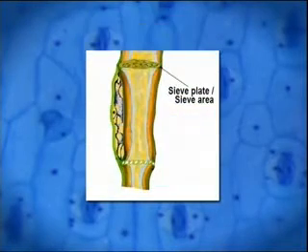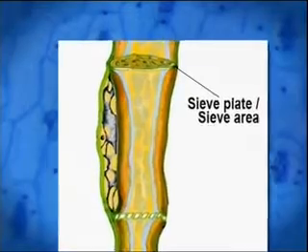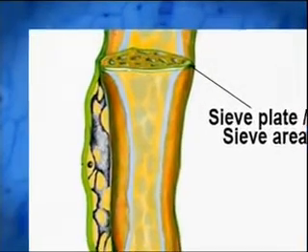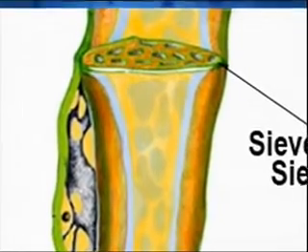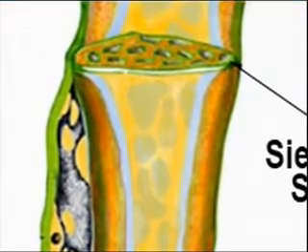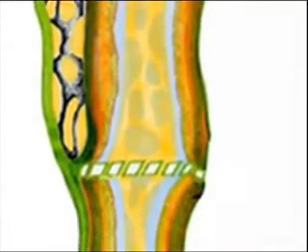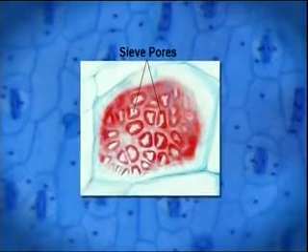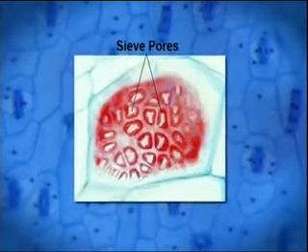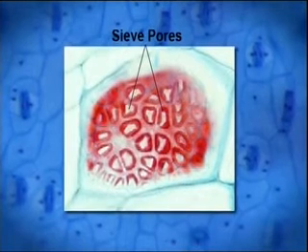The most characteristic feature of sieve elements are the sieve areas. The sieve areas are wall areas with clusters of pores through which the adjacent sieve elements are interconnected by strand-like prolongations of their protoplasts. Sieve pores are modified plasmodesmata, and like plasmodesmata, they interconnect sieve cells.